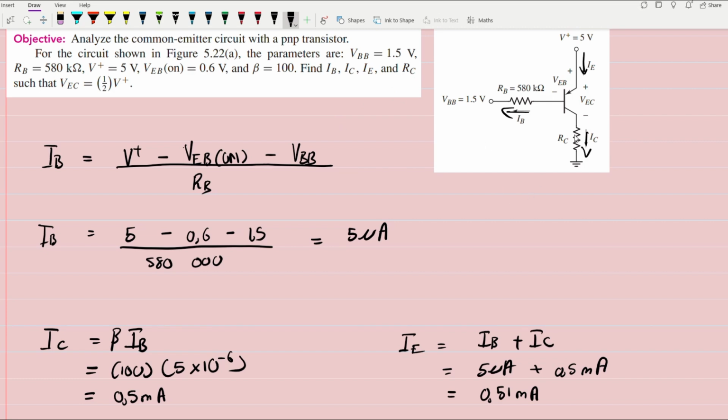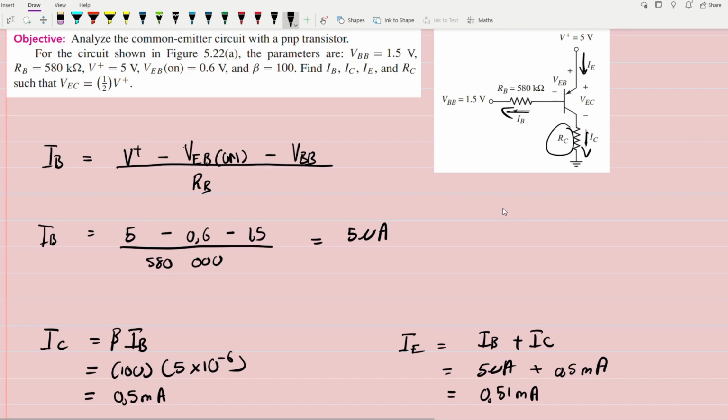Next up, we have to find RC. Where is RC? This is RC. To do that, we're going to use Ohm's law: the voltage divided by the current is equal to RC. But which voltage are we going to use? We have V positive right here, which is 5, and then we have VEC. So V positive minus VEC divided by the current IC is equal to RC. Let's write that down.